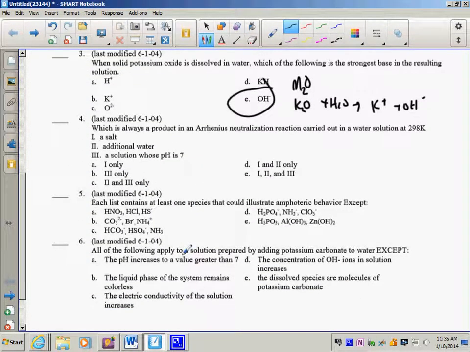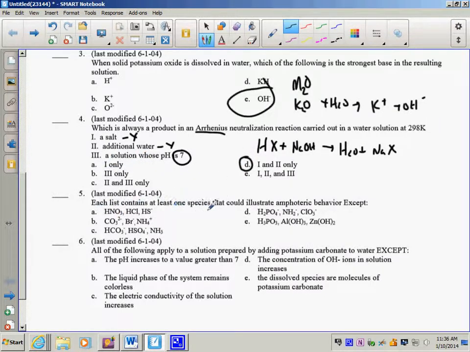Which is always a product of an Arrhenius neutralization reaction carried out in water? So an Arrhenius acid, just a simple definition of a type of acid: HX plus, let's say, NaOH would yield H2O plus NaX. Anyways, we will produce a salt, yes. Water, yes. Will it be guaranteed to be 7? Not necessarily. So 1 and 2 only would be D.